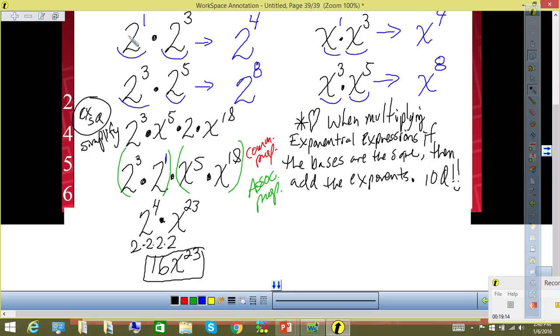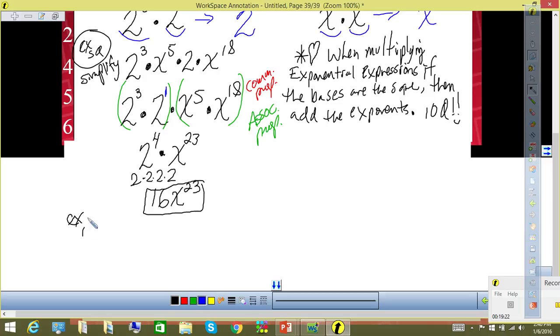So, I'm going to give you one just like this and see if you can do this one by yourself. Copy this down, please. Example, mega Q. Here we go. 3 times y to the 7th times 3 to the 2nd times y to the 5th. Go ahead and simplify that. Copy that and go.